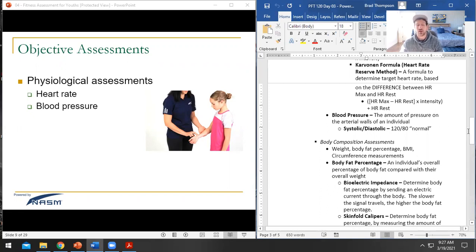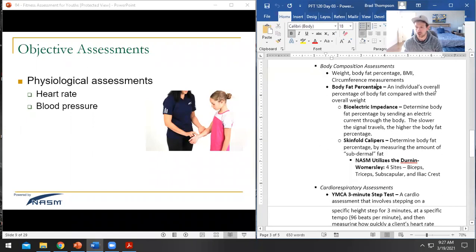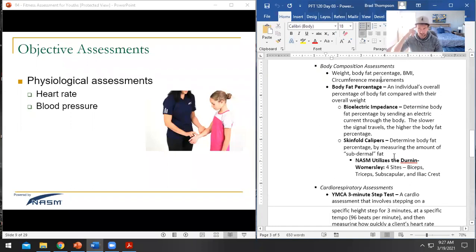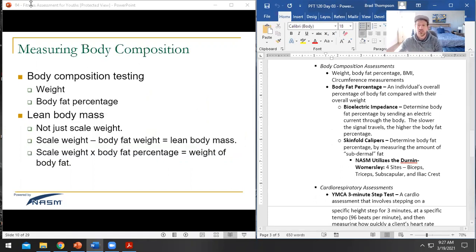And then we have blood pressure, right? Blood pressure is also a physiologic assessment. It's the amount of pressure on the arterial walls. Normal blood pressure is going to be anywhere around 120 over 80. In our youth clients, that's going to be a little bit lower. Remember, smaller bodies, smaller blood pressure, right? So be aware of that. But our normal numbers that you need to have in your head in case you ever get tested on them on your NASM, 120 over 80, okay?